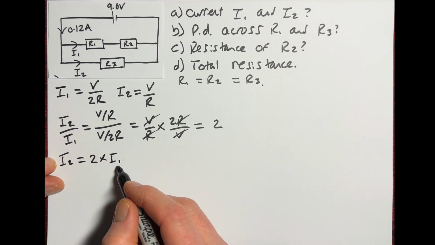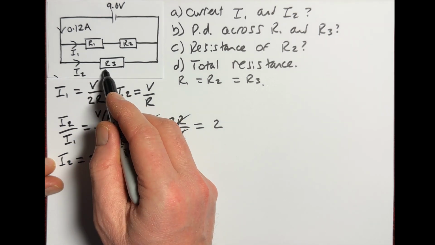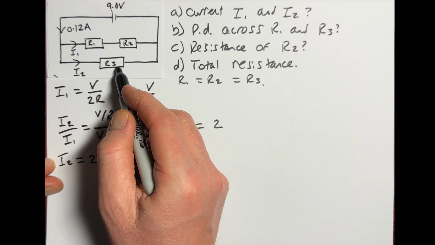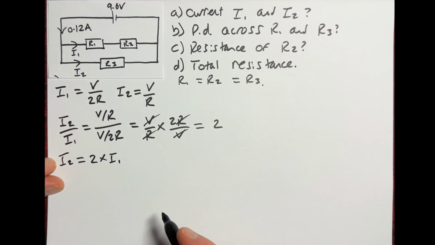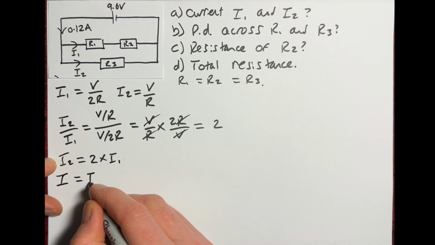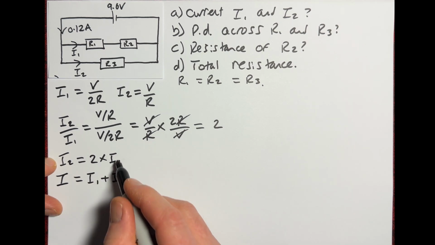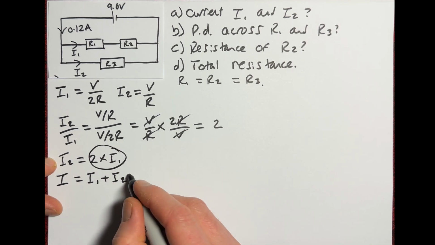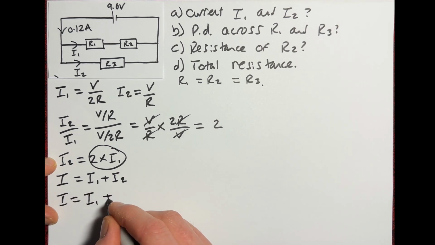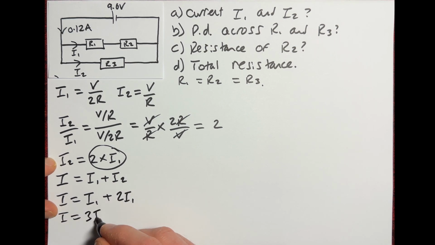I2 is twice the current through I1, and that makes sense because this branch here has half the resistance of this branch, so you'd expect twice the current to go through this branch when compared to this branch. Now, we also know that the total current I, if we call this I, is equal to I1 plus I2. And if we replace I2 with 2 times I1, we can rewrite this equation as I equals I1 plus 2I1. And that tells us then that I is equal to 3I1.